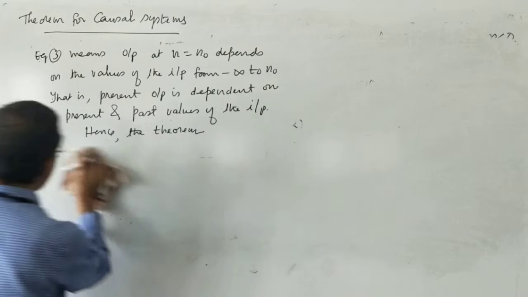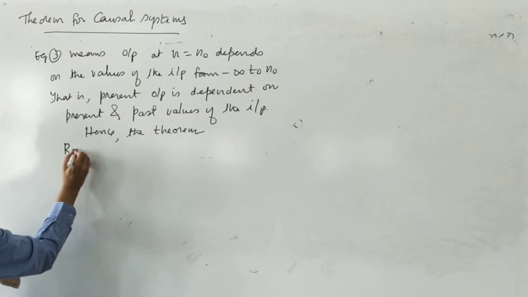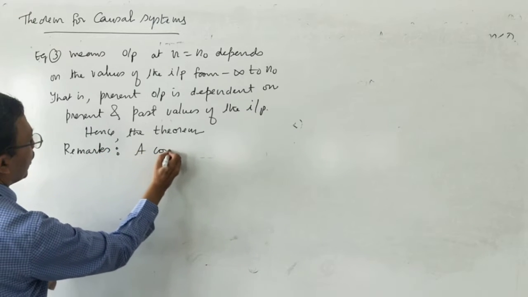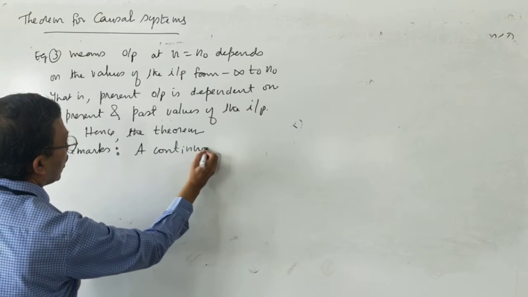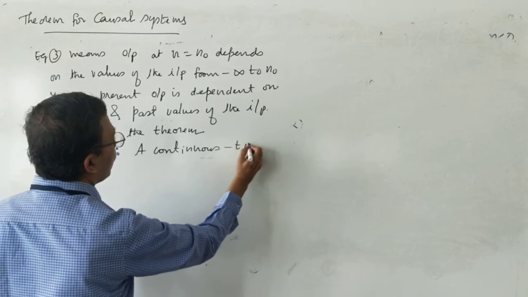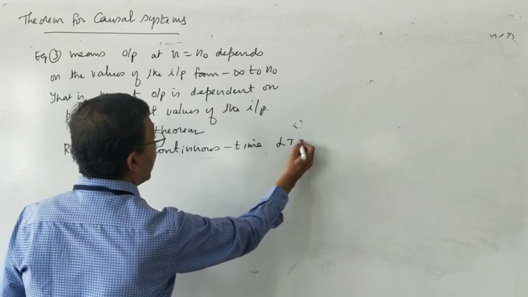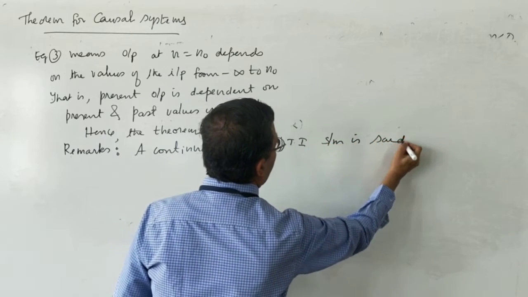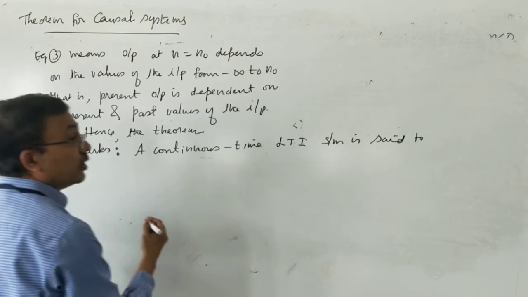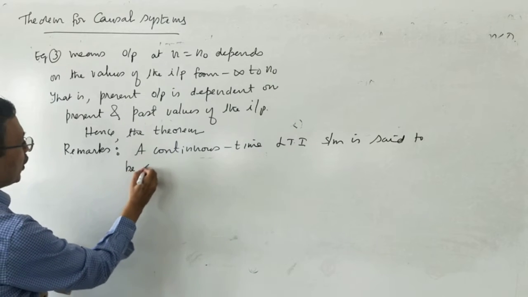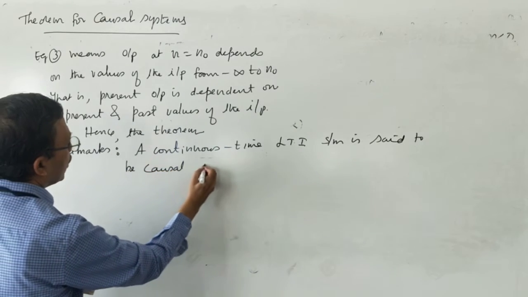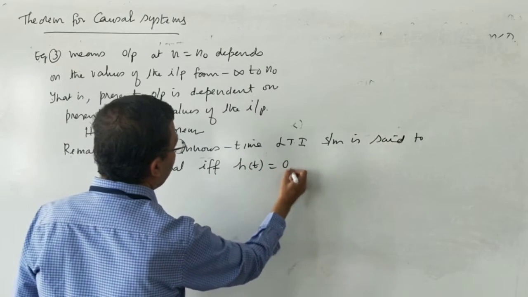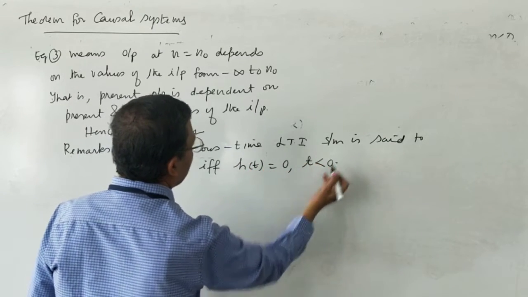I'll write the remarks here. A continuous time LTI system is said to be causal if and only if h of t equals 0 for t less than 0.